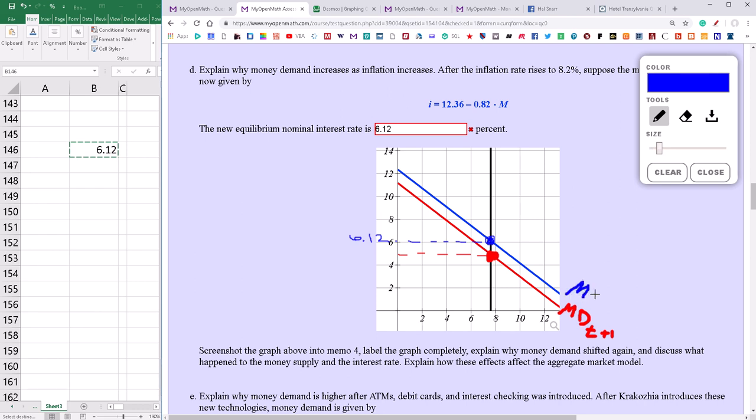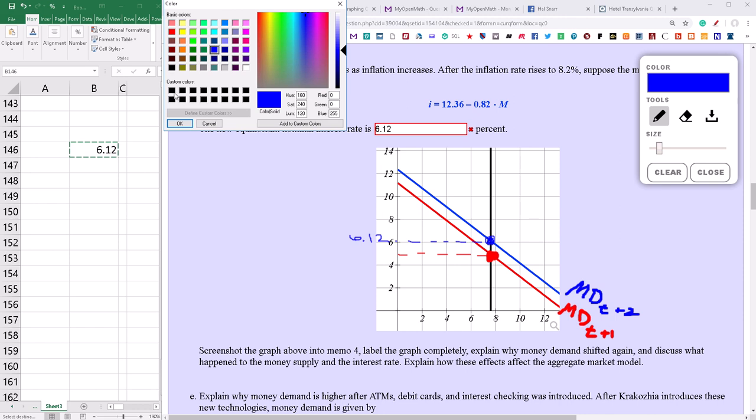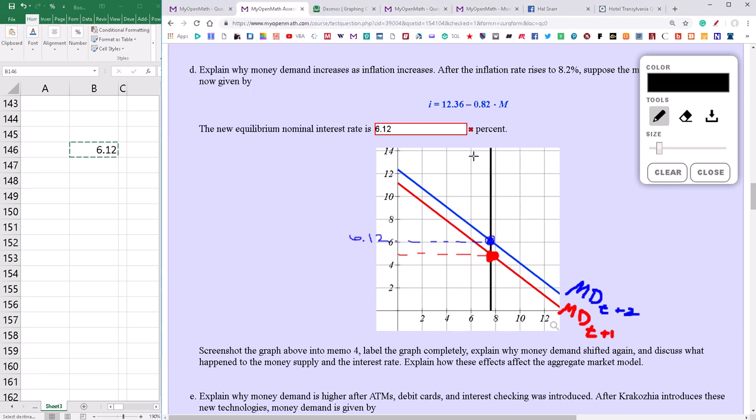And this is the money demand, not today, not in a period, but in 2 periods from today. And then, of course, we have the original money supply, and then 7.61. This is the price, and this is the quantity of money. Okay, that's how you graph that. So let's close that out.